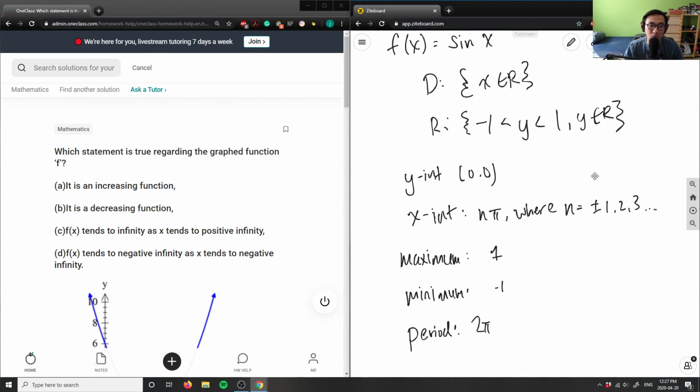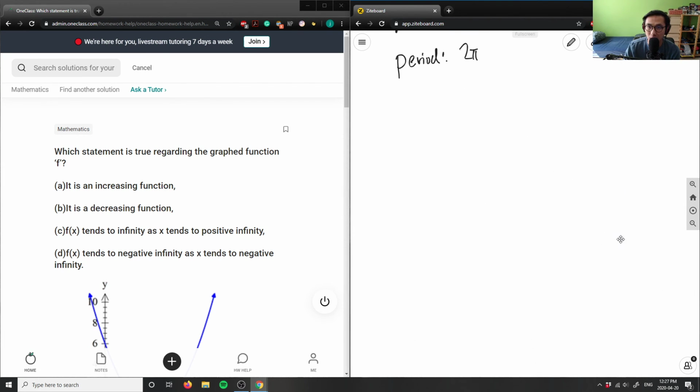Okay, let's look at question 6 here. So which statement is true regarding the graph of the function? So let's look at 6. So basically, find the true statement.